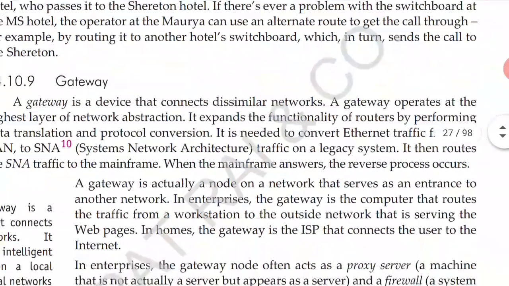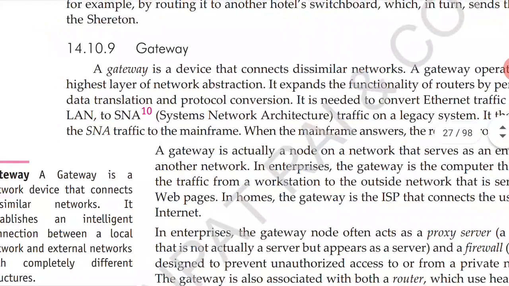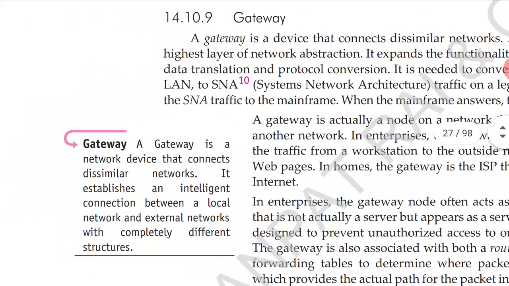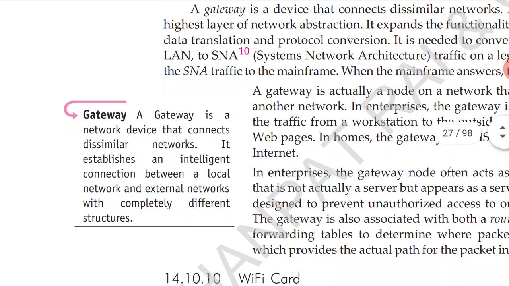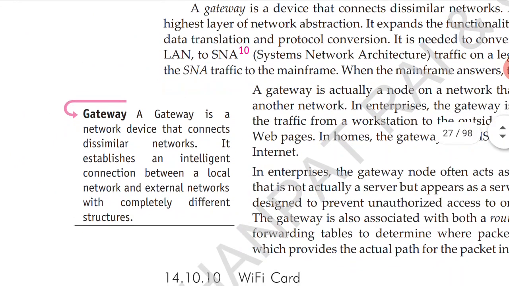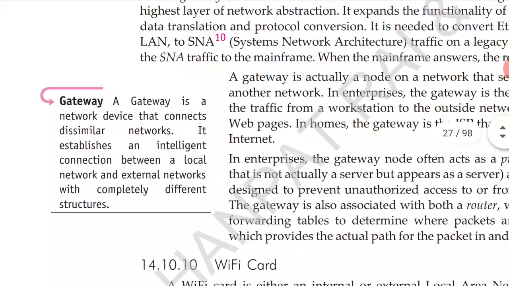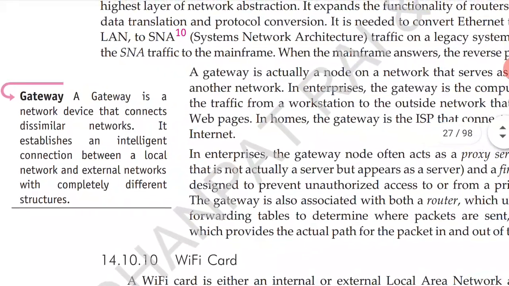Now the next device is a gateway. A gateway is a network device that connects dissimilar networks. It establishes an intelligent connection between a local network and an external network with completely different structure.